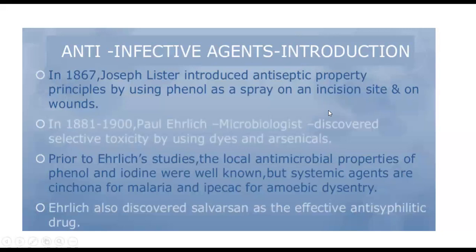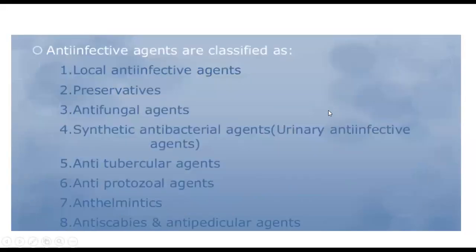Now, what anti-infective agents are and how they are classified. First we will see the types of anti-infective agents. There are 8 types. 1, local anti-infective. 2nd, preservative. 3rd, antifungal. 4th, synthetic antibacterials, wherein we are going to study drugs which are used to treat UTIs, urinary tract infection. Then antitubercular, antiprotozoals, anthelmintics, anti-scabies, and antipedicular.